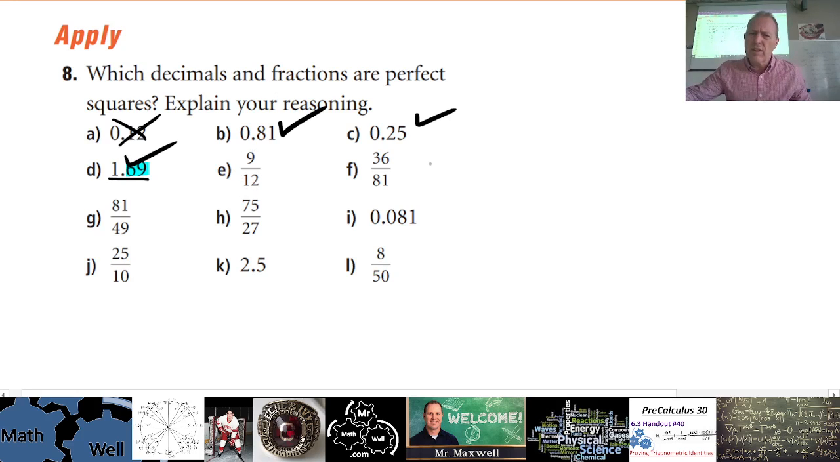Can we simplify this fraction? Can we divide both by 3 maybe? Okay, so let's simplify it. Divide both top and bottom by 3. I get 3 over 4. Now, are these both perfect squares? Eesh, no, that 3 isn't. So when it's simplified, if I don't have perfect squares, I'm thinking probably not.